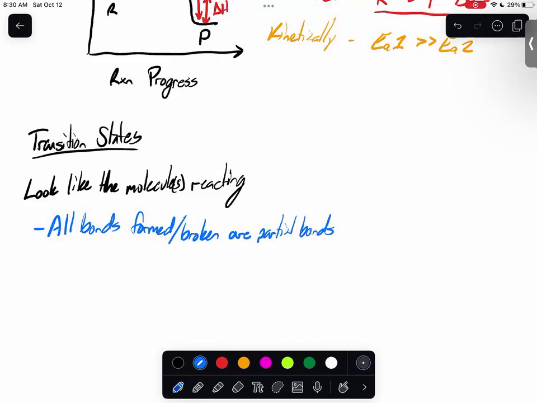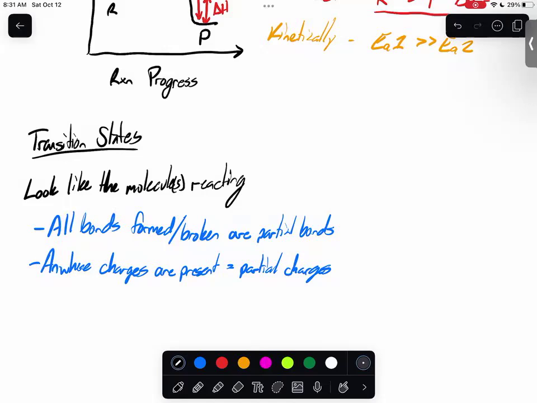right? And then the other one is anywhere charges are present is partial charges, right? Notice how those two statements are the exact same as what we said for our resonance hybrids before, right? But the other thing with these transition states is they happen at the end of every step, right? So you should have one transition state for every step of a reaction.